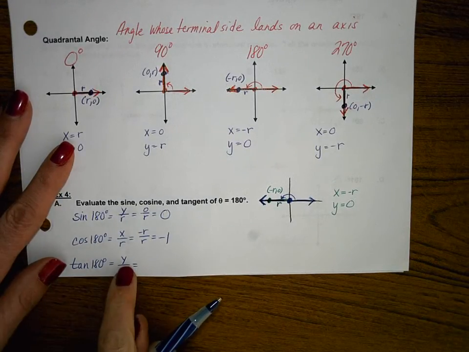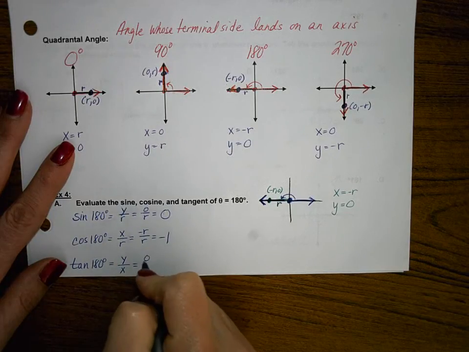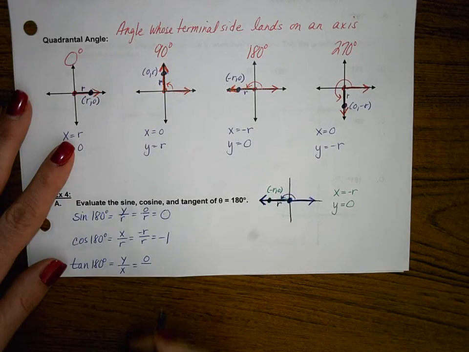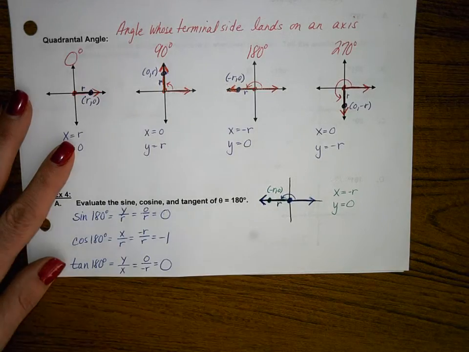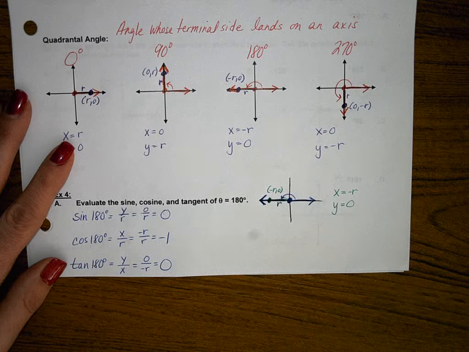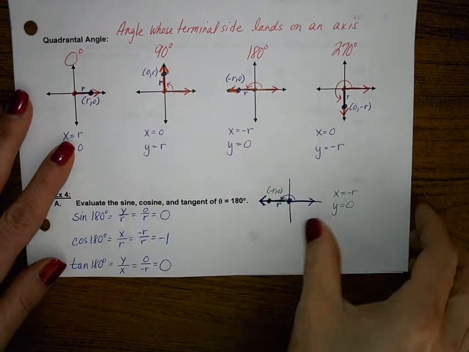And last but not least, we got tangent of 180. What's my y value? 0, over what's my x value? Negative r. Well, what's 0 divided by negative r? 0. So there's my sine, my cosine, and my tangent of 180 degrees. Questions with that? Okay.